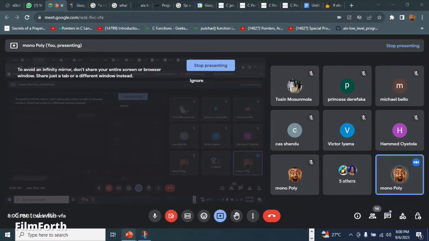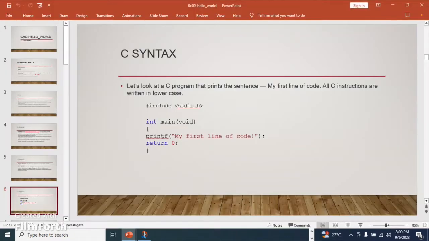So I was saying, I was talking to you guys about the C program. You can see this is an example of a simple C program that prints my first line of code. And there's one thing you should take note of. All instructions in C are written in lowercase. All C instructions are written in lowercase. Except maybe you want to declare a variable. You can declare a variable with a capital letter. Of course, it's accepted, but do not do that. The convention is everything that you're going to write in C is written in lowercase.